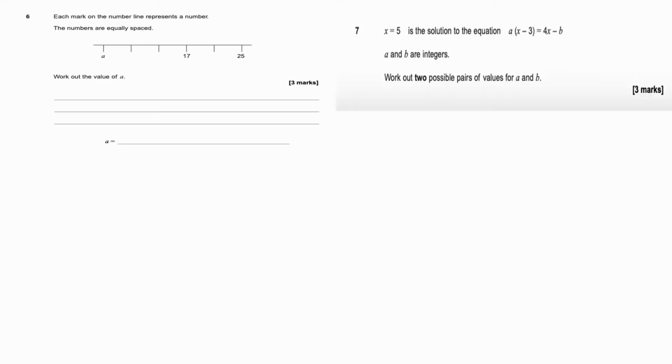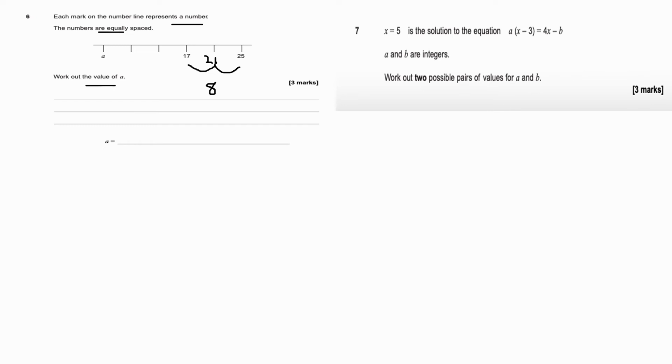Okay, this is question number 6, guys. Each mark on a number line represents a number. The numbers are equally spaced. Work out the value of a. So here, 2 jumps gives me 8. That means every jump I'm going up in 4. So 17 plus 4 is 21. 21 plus 4 is 28.